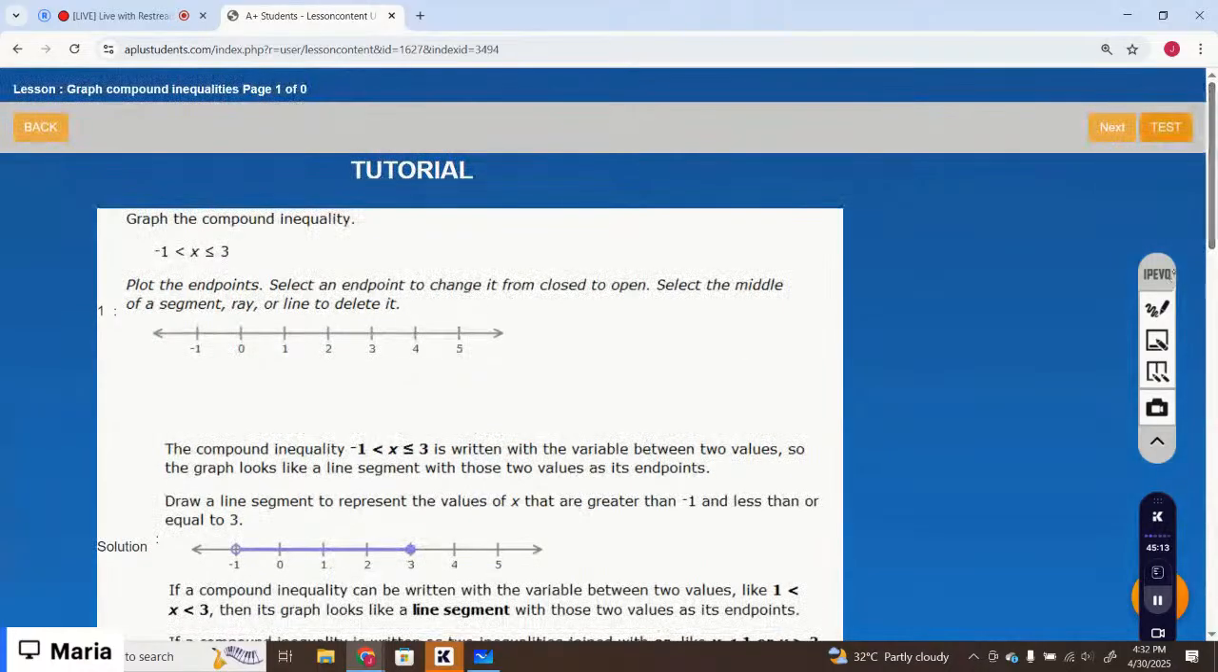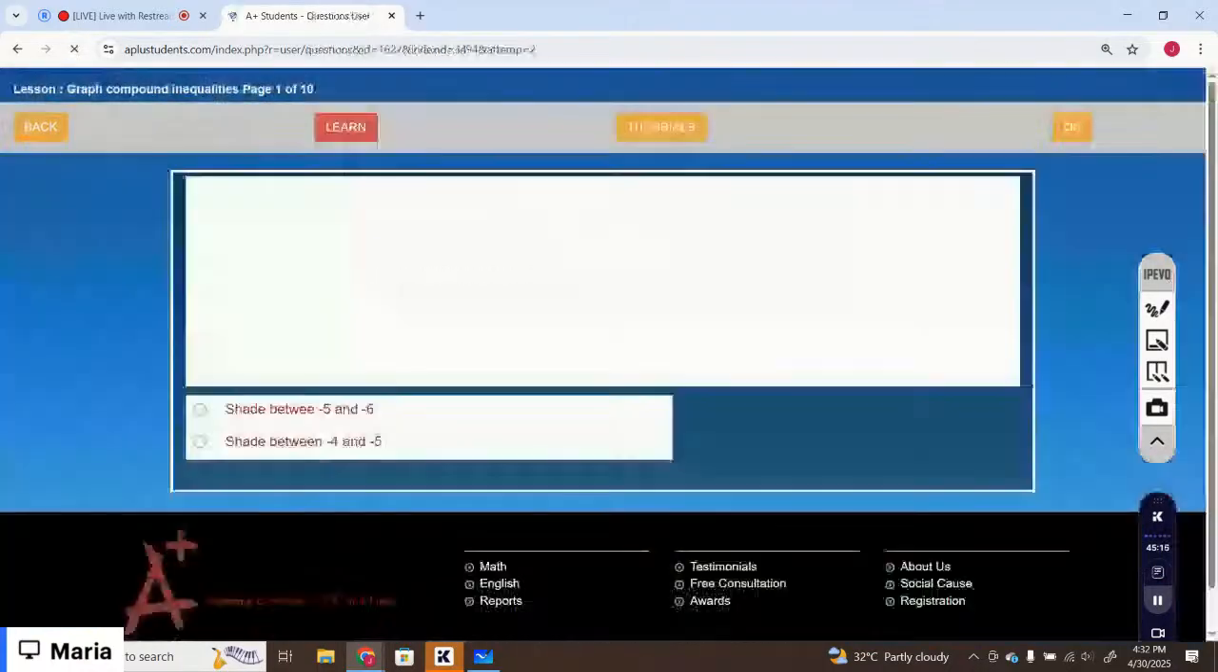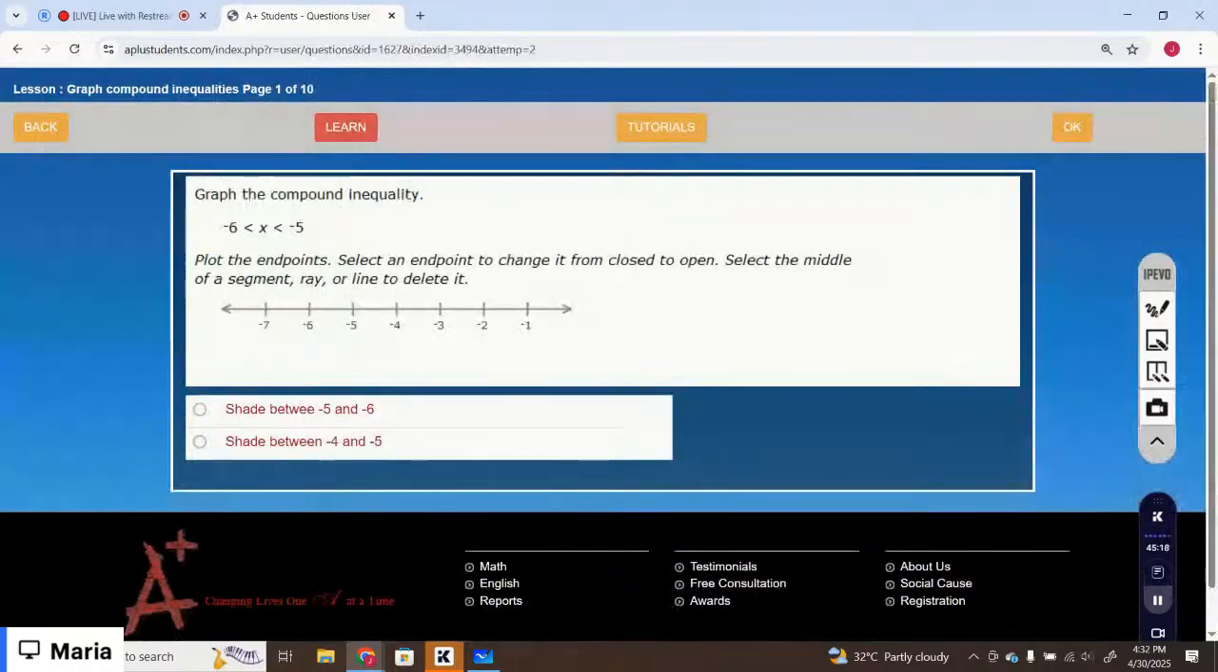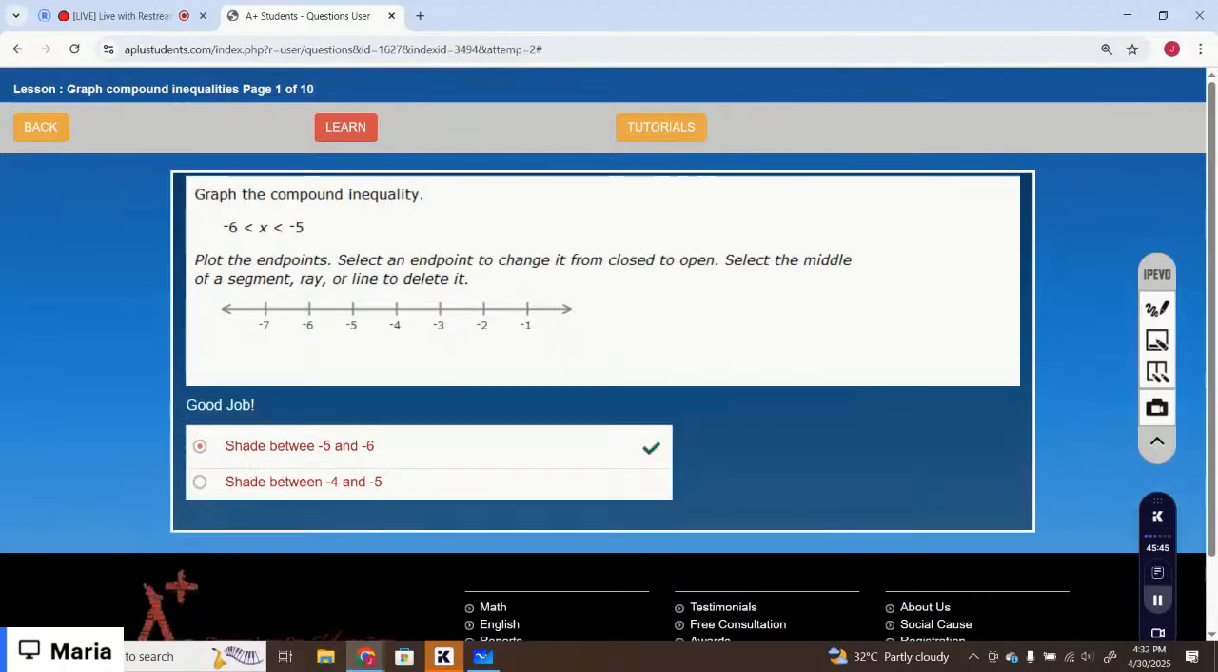Let's just start with the test question. Negative 6 is less than x, less than negative 5. So that is shade between negative 5 and negative 6. Option number 1 is the correct option. That is shade between negative 5 and negative 6.